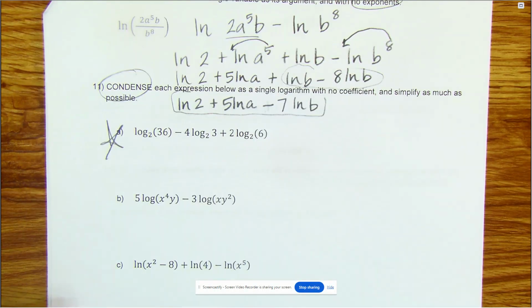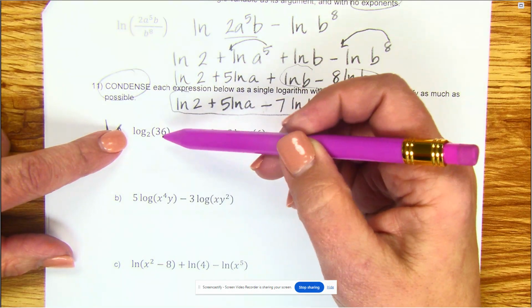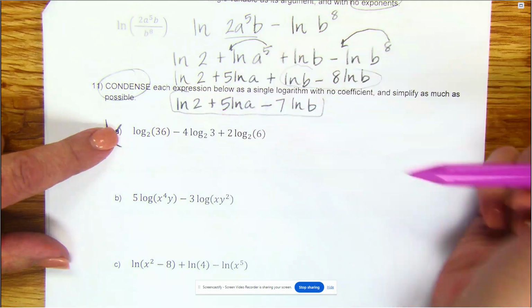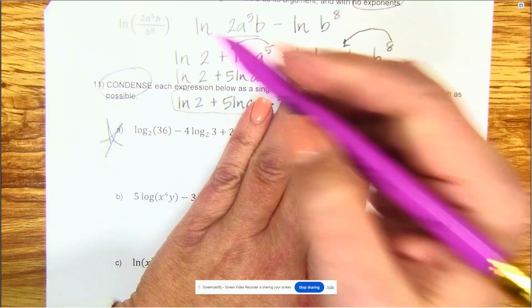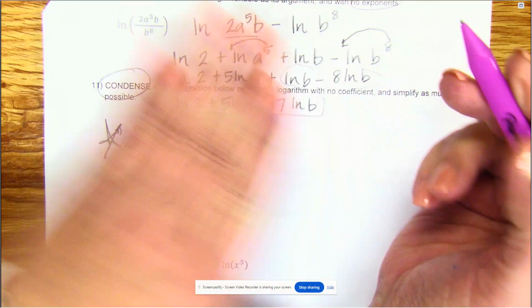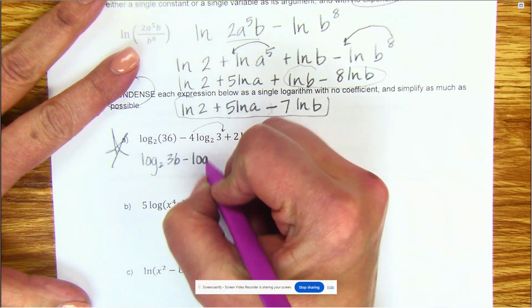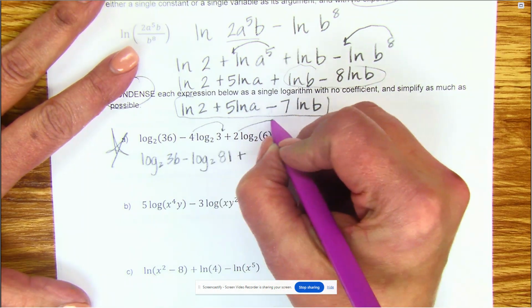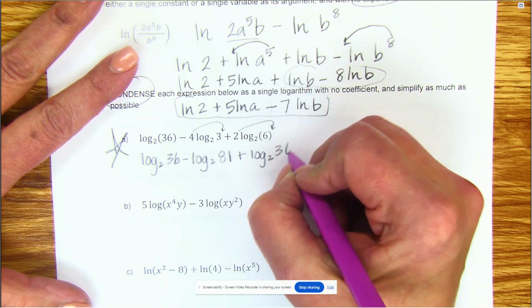We left off on a condensing problem. Since these logs all have the same base, I can condense them. And there's no variables here, so I'm going to be able to do this one numerically. I'm going to start with this right here. I'm going to put this 4 with my power property. So this becomes log base 2 of 36 minus log base 2 of 3 to the 4th, which is 81, plus, I'm going to bring that up there, log base 2 of 6 squared, which is 36.